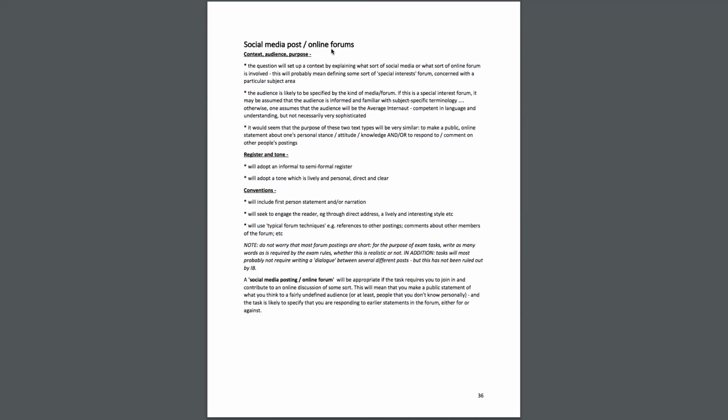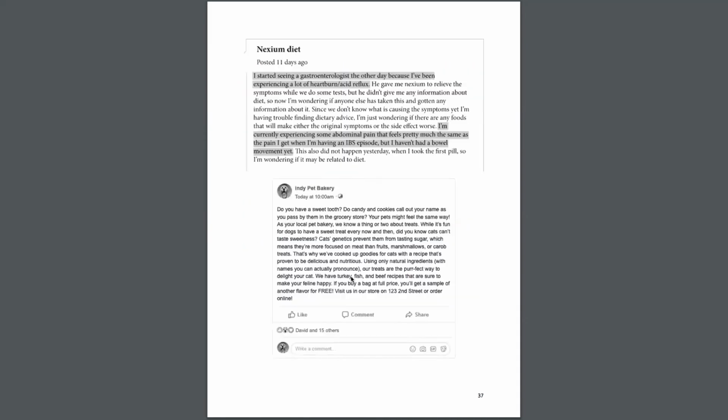Social media posting or online forums haven't appeared just yet on any official IB exam. However, the IB requires you to know this. It's going to be semi-formal to informal. And of course, it's a digital medium. So it's a direct address. You're talking to somebody on the internet, just like the blog. And titles are not needed. But it's always good to talk in first person about a particular situation, depending on what the task wants you to do.